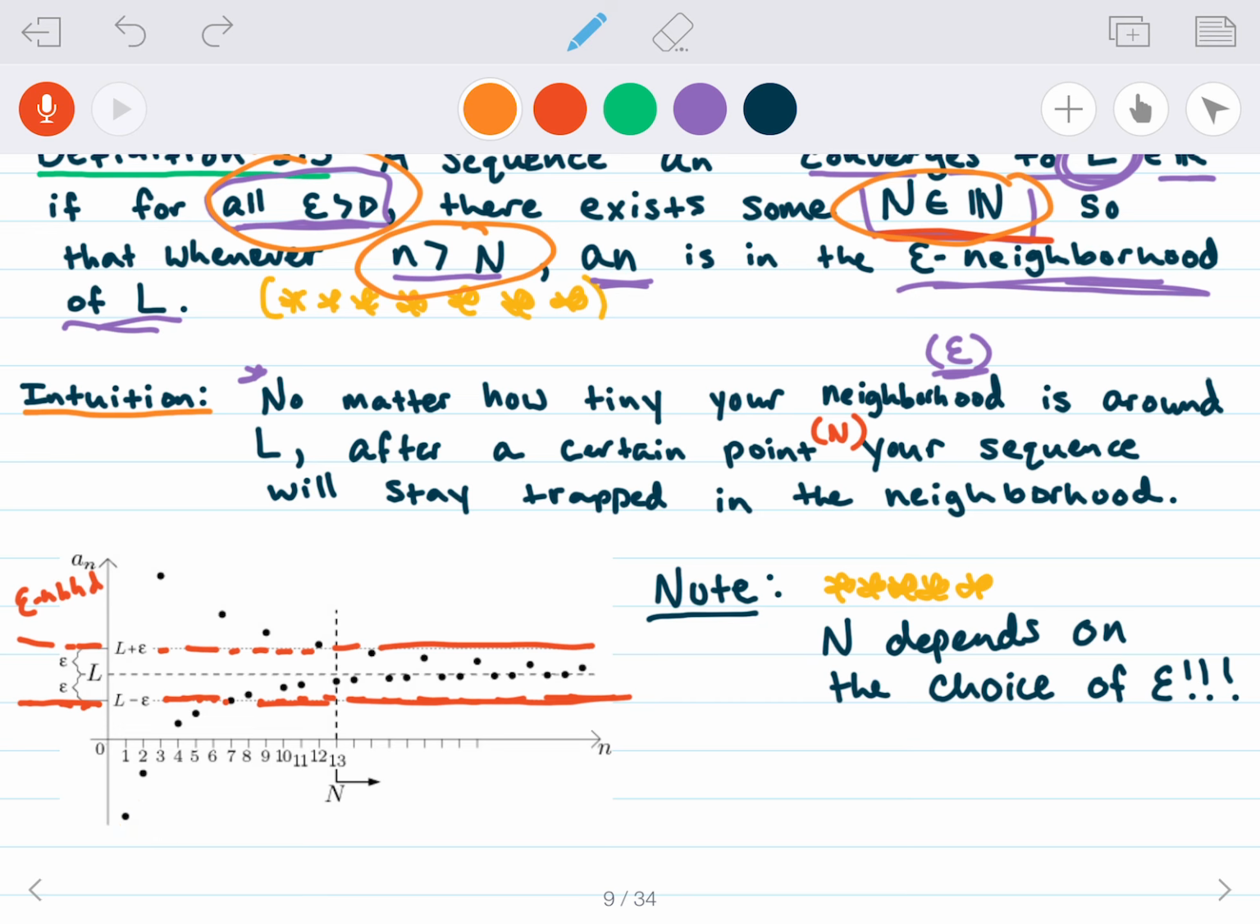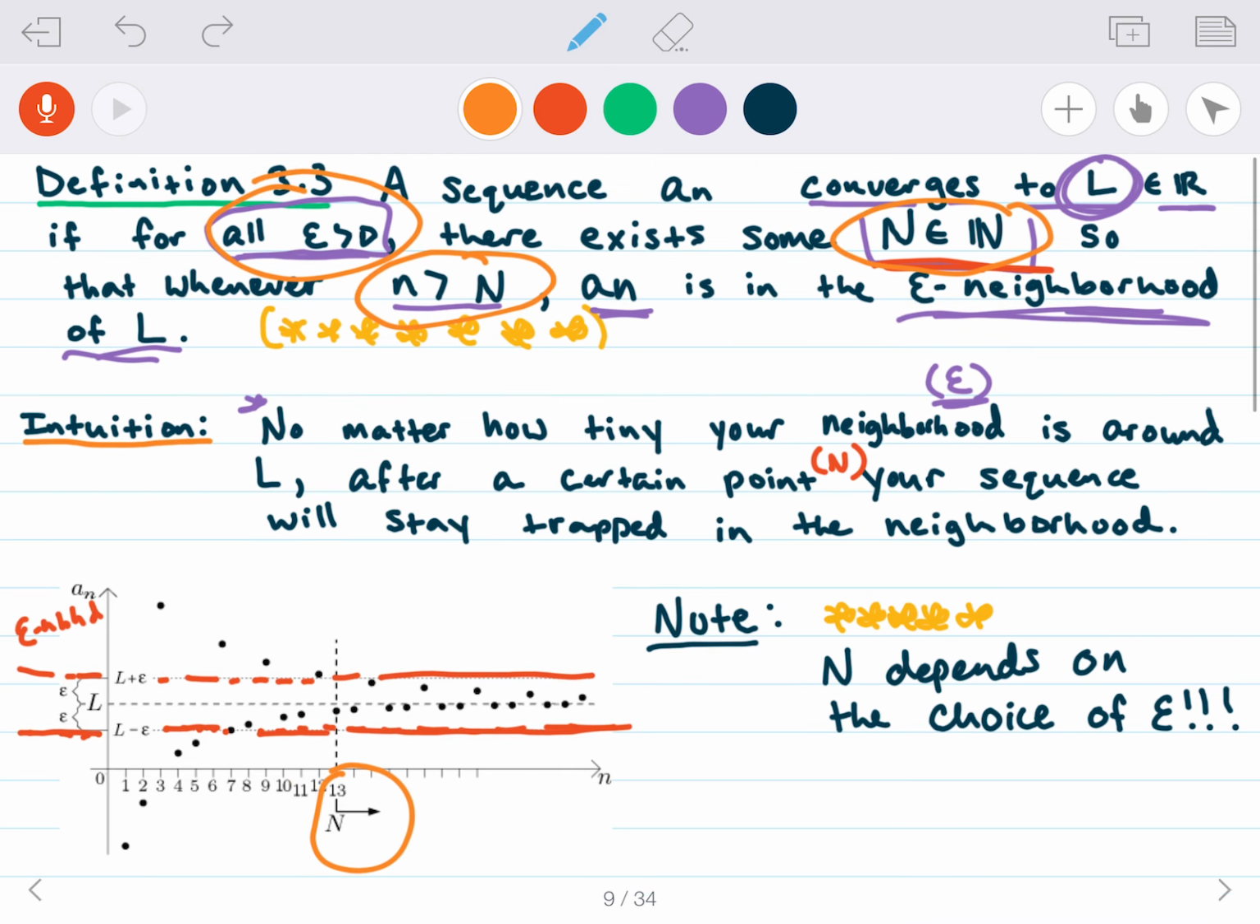So what about capital N equals 2? Well, no, because this guy is outside the hood, this guy's outside the hood, this guy's outside the hood. No, 2 doesn't work. If you look at the picture, when do all of these dots stay in the neighborhood? It happens at capital N equals 13. Not capital N equals 11, because there's still somebody outside the neighborhood. But it happens at capital N equals 13.